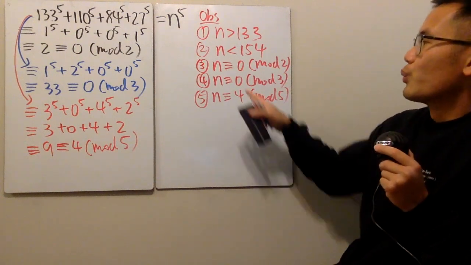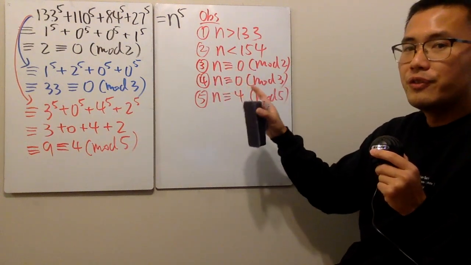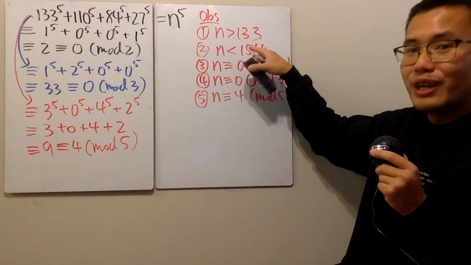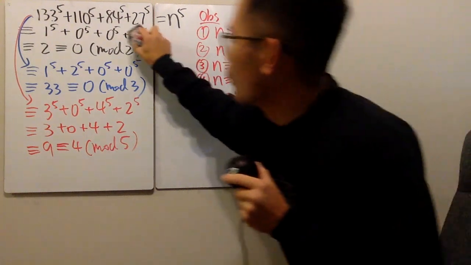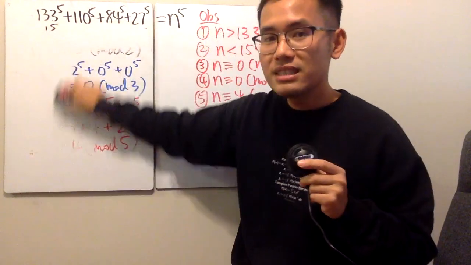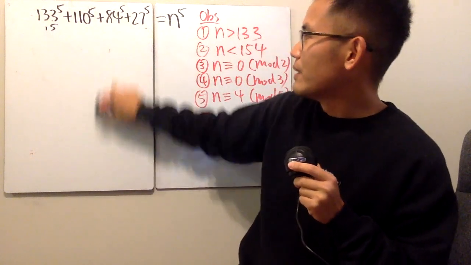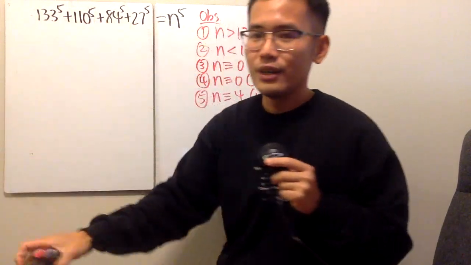Now, with all this right here, we can actually figure out what n is in this range. Let me demonstrate. We just have to solve what we call the system of congruence. And in fact, I have a much more detailed video from the past.